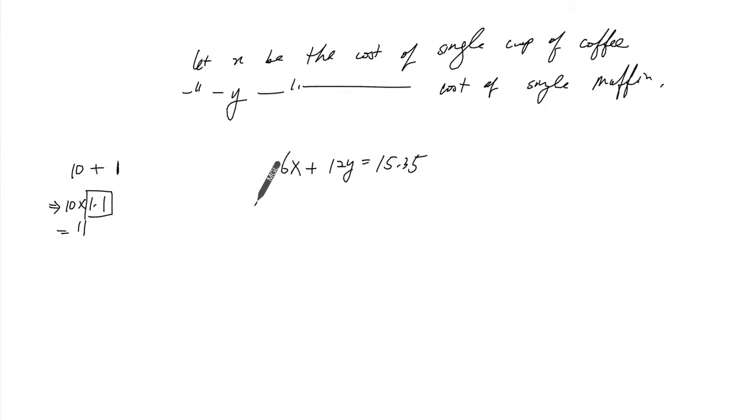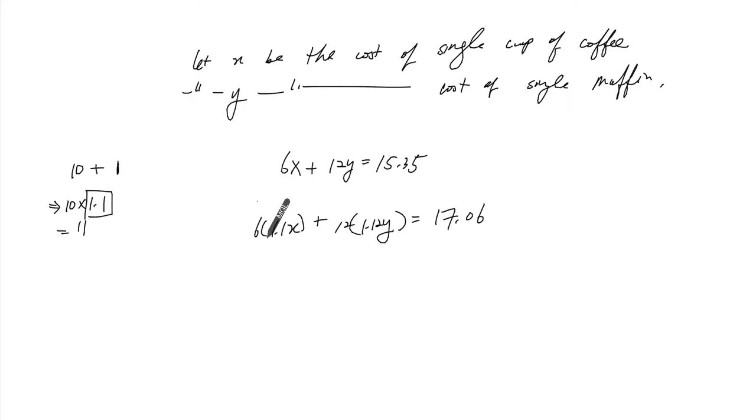So increasing by 10% means 1.1x instead of x. As for the muffin, it increases by 12%, so it's 1.12y. And the new cost for 6 and 12, a dozen, is $17.60.